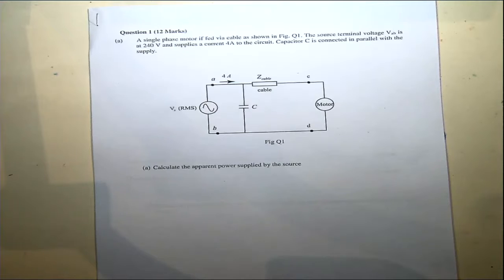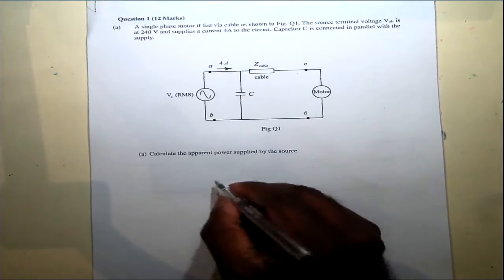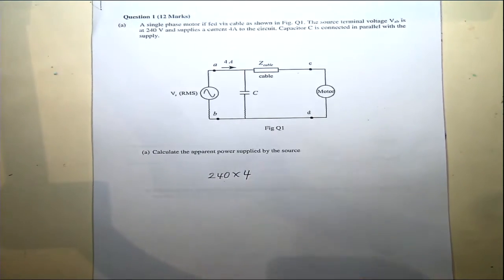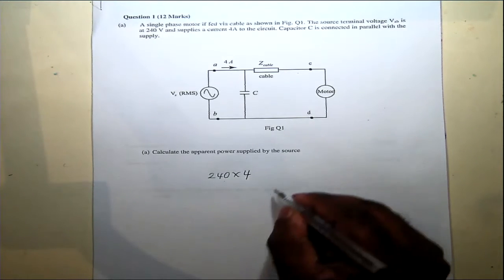So that's really hard. You need to multiply these two numbers. 240 into 4 gives you the apparent power supplied by the source. So that's 960.